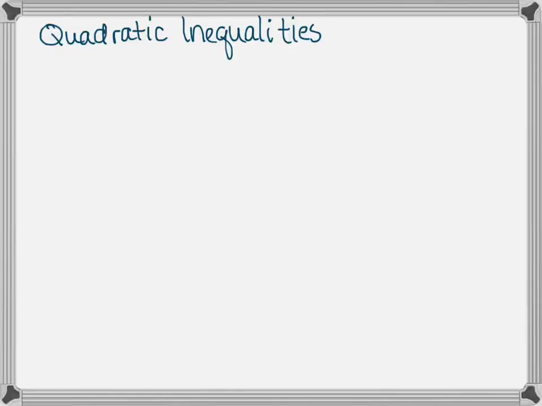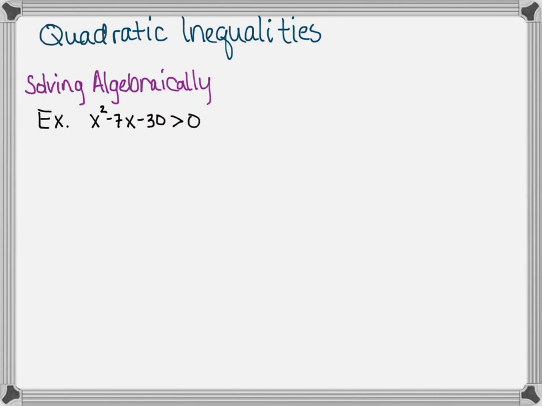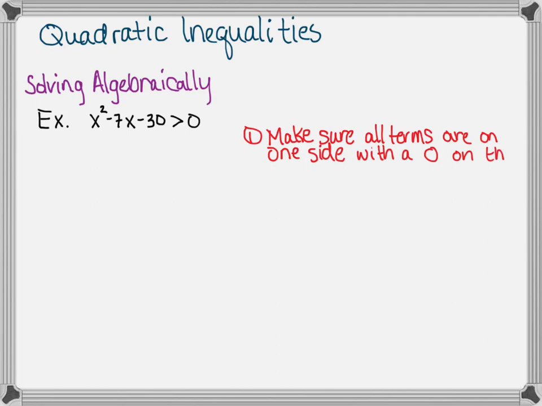Quadratic inequalities. First, let's look at solving these algebraically. So for example, x squared minus 7x minus 30 is greater than 0. First, make sure all terms are on one side with a 0 on the other. I usually put all my terms on the left-hand side. It's usually simpler that way. I already have that case, so we already have x squared minus 7x minus 30 is greater than 0.